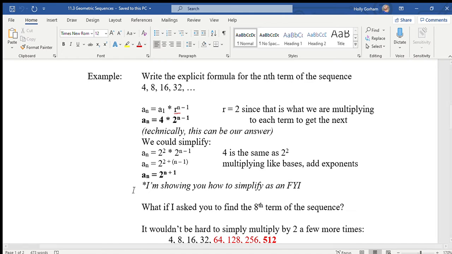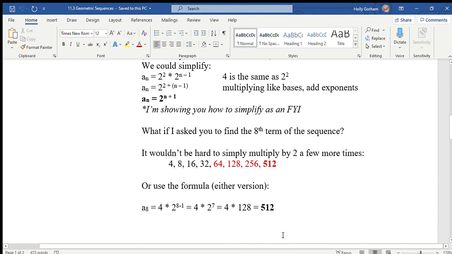Now, if I extended this question and said, okay, what if I wanted you to find simply the 8th term of the sequence? Well, go back to the sequence. You already have 4 terms. If you're trying to find the 8th one, it wouldn't be that hard to multiply by 2 a few more times. So if you did that, you're going to get 512.